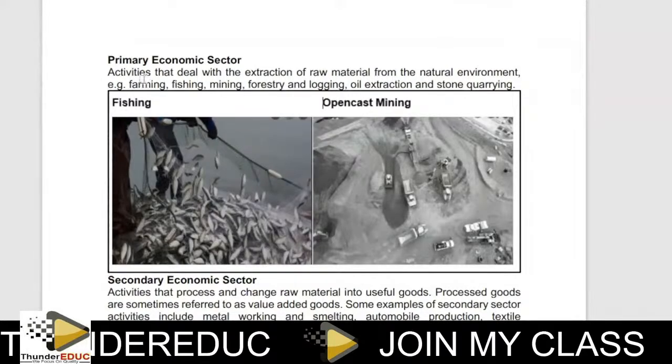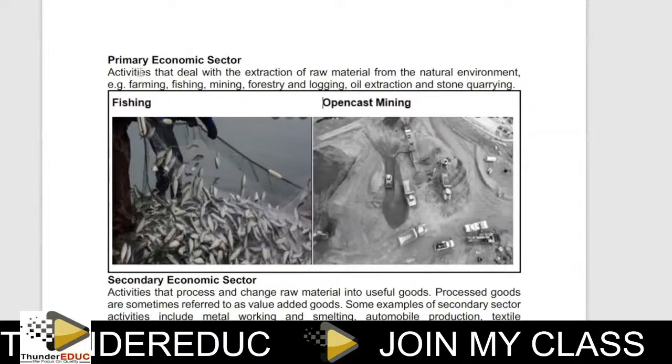This sector deals with the extraction of raw material from nature. We extract raw material from nature, in other words, from the environment. Such activities whereby you go and extract raw materials from the environment, we call primary sector. In other words, there is no processing, there's no turning raw materials into a final product. The only activity is you get the raw material from the environment or from nature.